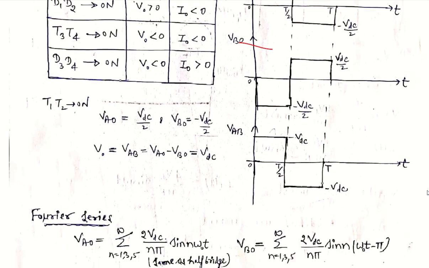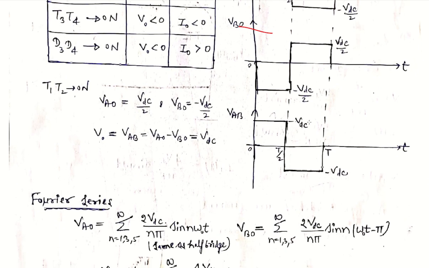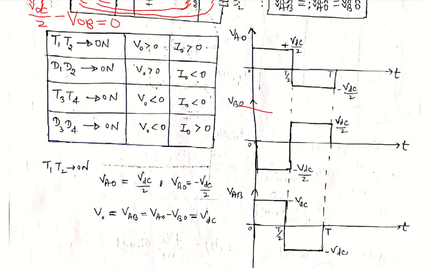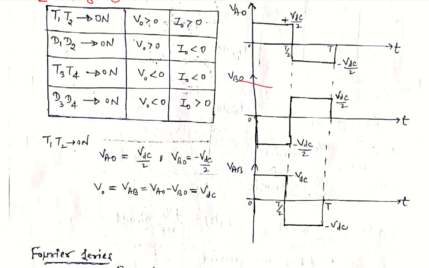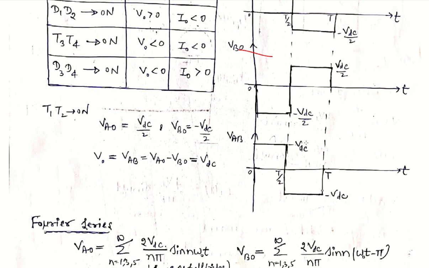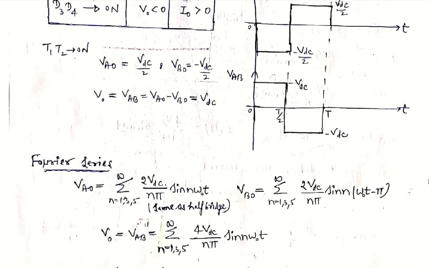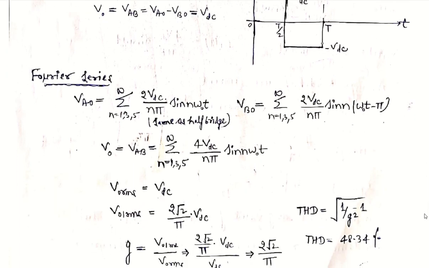So the voltage magnitude is higher, so the power transferred is just doubled in case of full bridge, while in case of half bridge it is VDC by 2. So if we square this VDC, then the power will be doubled in comparison to half bridge. So these are the advantages of the full bridge configuration.